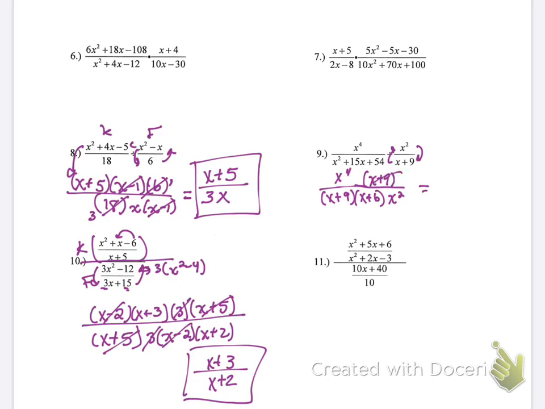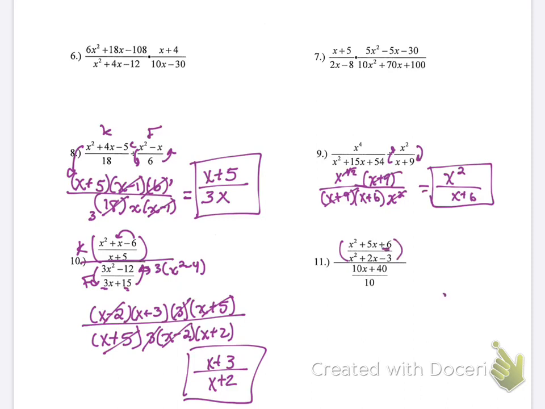So now cancel. I see an x plus 9 on top and on bottom. X to the 4th on top, x squared on bottom. So that means I have to do the 4 minus 2. So that's the part where people tend to get tripped up. You don't think to cancel them. You do cancel them, right? So I have x squared on top, and the only thing left on bottom now is x plus 6. Okay, and then just move on to the last one here.